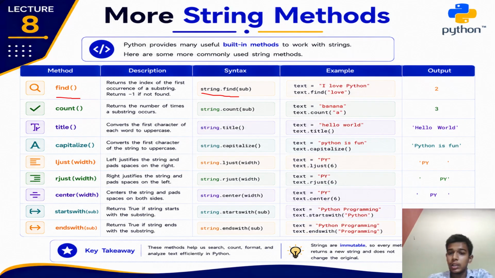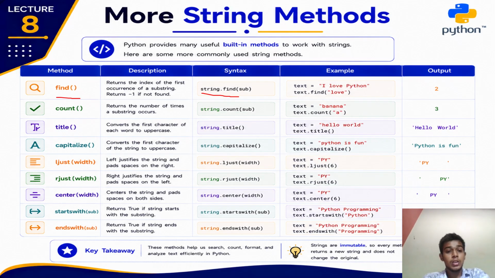Here you can see "I love Python" is the text, and here we have to find "love". So the output will be 2 because the word love starts at index 2. If the text is not found, Python returns -1 instead of giving an error. This method is useful when you want to know the position of a value inside a string.